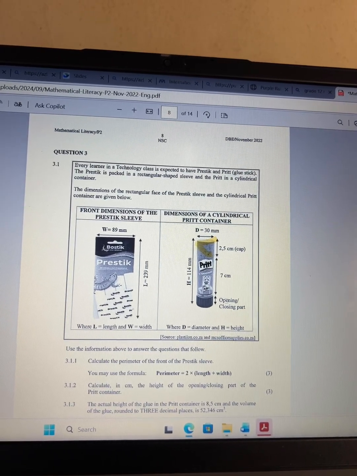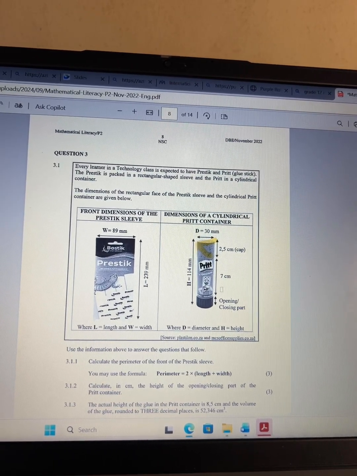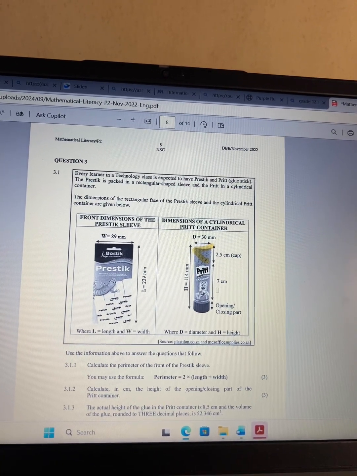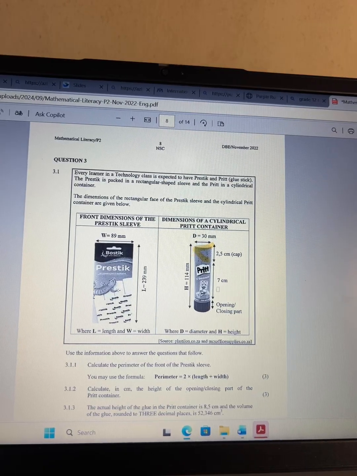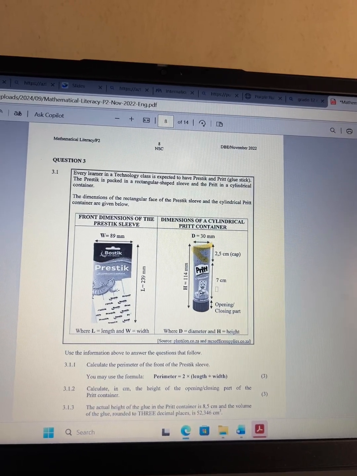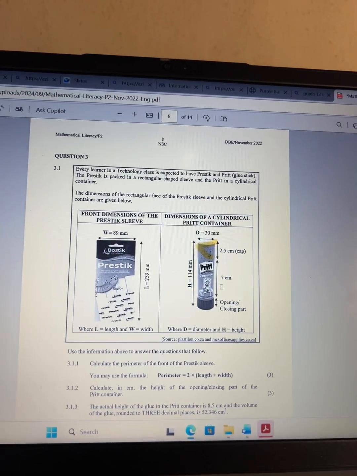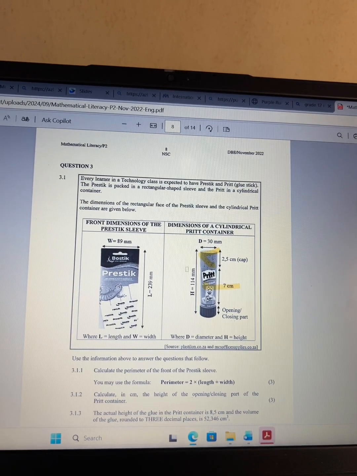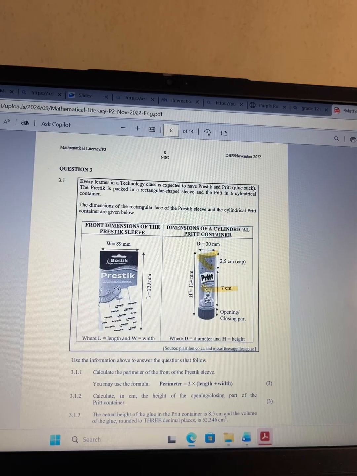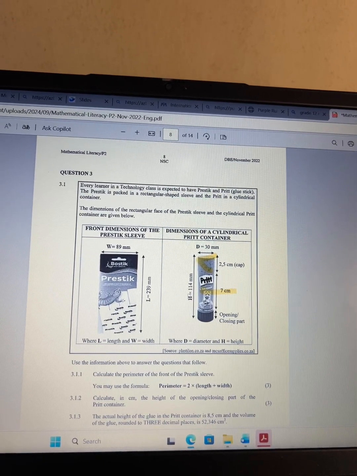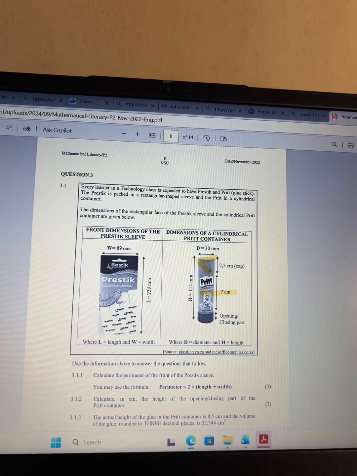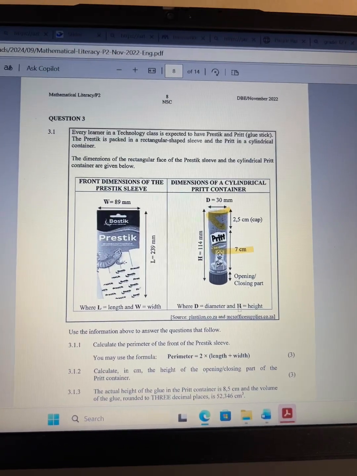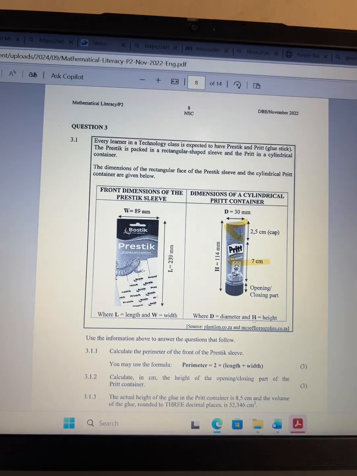and then we have 7 centimeter. The 7 centimeter represents the height of the glue, only the glue part, excluding the lid, which is the cap, and also the closing or opening part, which is down there. This 7 centimeter is only representing where the glue is, and this 114 millimeter represents from the opening and closing part up to the cap of the glue. So this is the measurement that they've given to us. We are going to answer the questions that we have been given there.